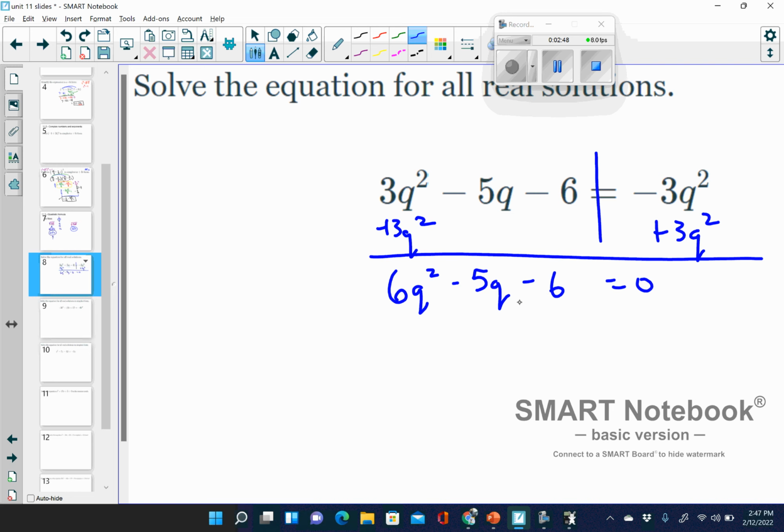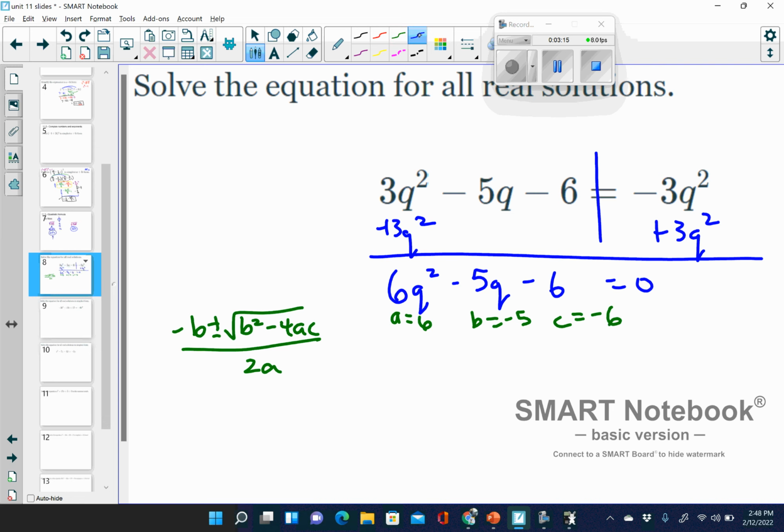So what we want to do is go ahead and use our quadratic formula. So our quadratic formula is negative b plus or minus the square root of b squared minus 4ac all over 2a. So what do I mean by that? Here's our a. Our a is equal to 6. Our b is equal to negative 5. It's the number in front of our variable. And our c is equal to negative 6.